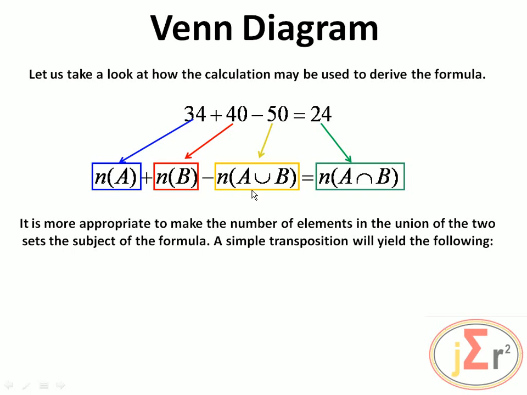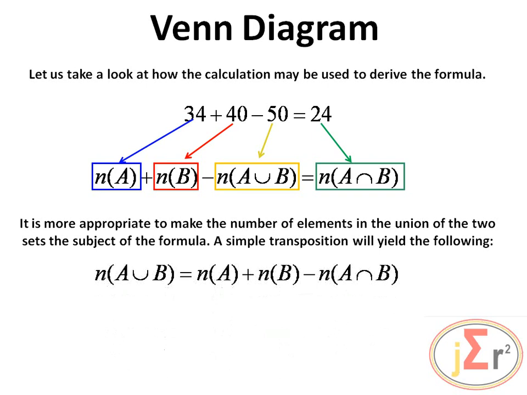So, the number of elements in the union of the two sets will more appropriately suit the subject of the formula. So we are just going to use a simple transposition in order to make it the subject. And when we transpose, that is what we have. Number of elements in A union B is equal to number of elements in A plus number of elements in B minus number of elements in A intersection B.